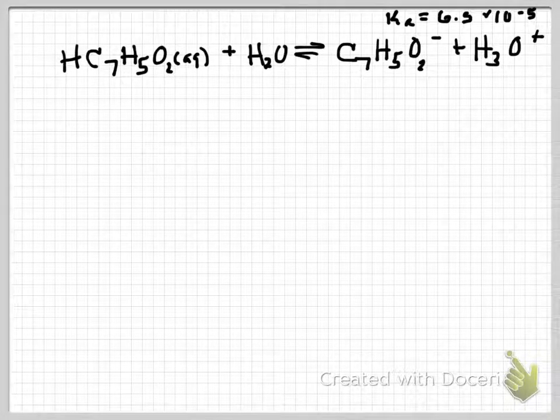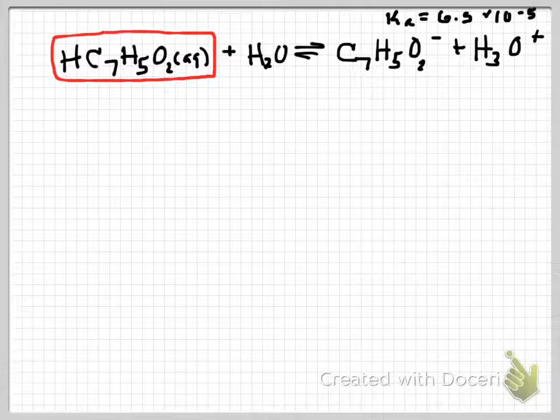Shown here is the reaction for benzoic acid. This HC7H5O2 molecule is benzoic acid, plus water gives me the benzoate ion, this minus the hydrogen, and the hydronium ion. Because we're in equilibrium, we can look at this K, 6.5 times 10 to the minus fifth, that's pretty small. So if we're identifying our major species, this benzoic acid will be our major species.